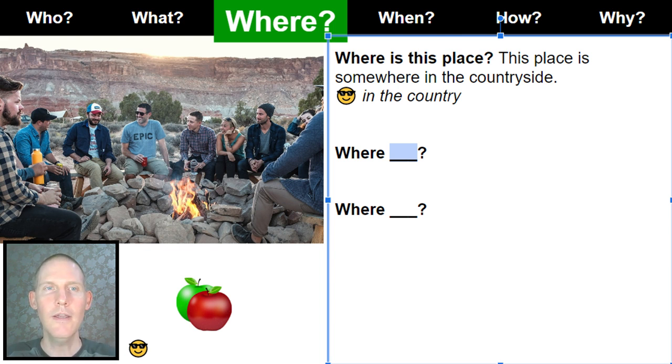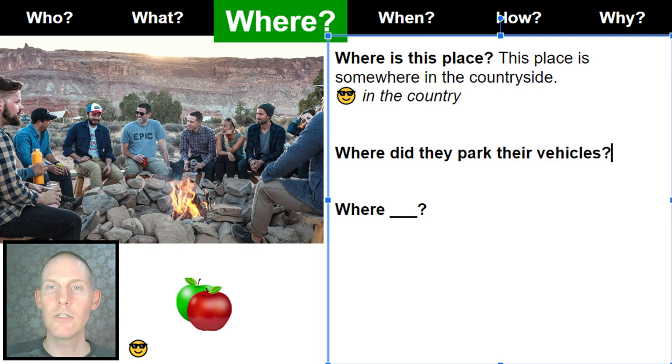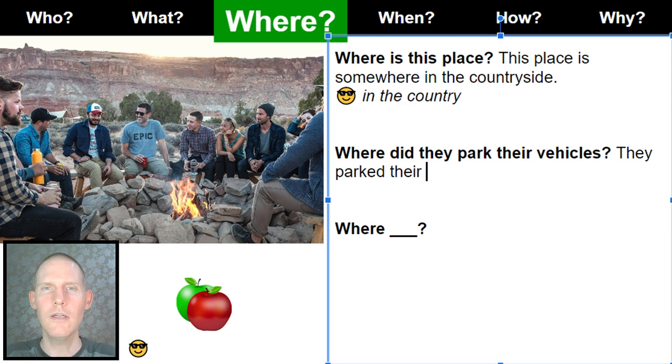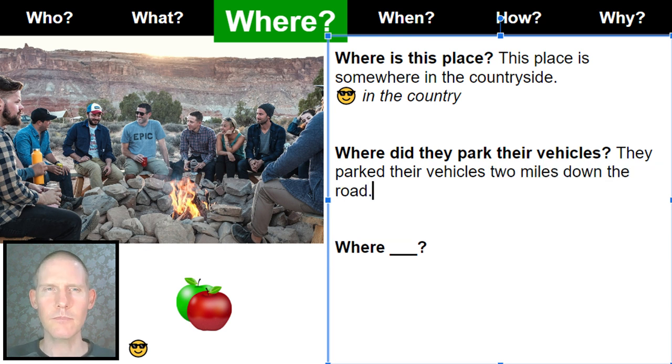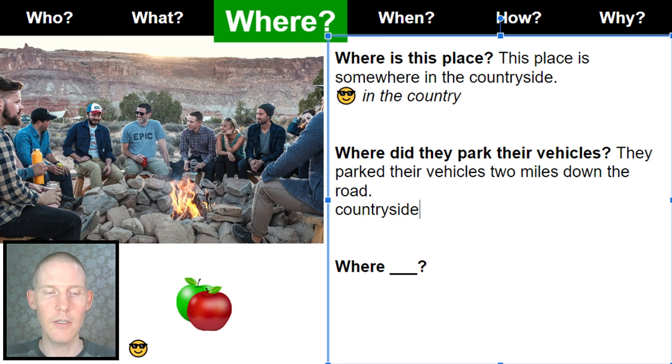We could say, where did they park their vehicles? So maybe they came in cars, trucks, motorcycles, I don't know, some sort of vehicle. And we could say, and this is the full answer, they parked their vehicles 2 miles down the road. All right. So maybe this is a secluded area. And a secluded area just means where there's not a lot of traffic, not a lot of people, not a lot of things. So maybe there's no road. So they had to park way off and they had to walk in.